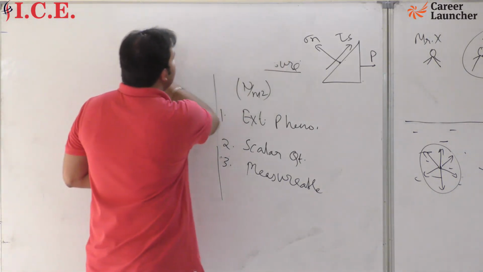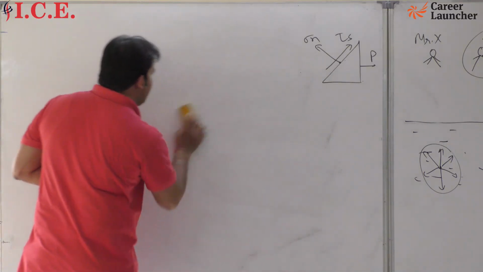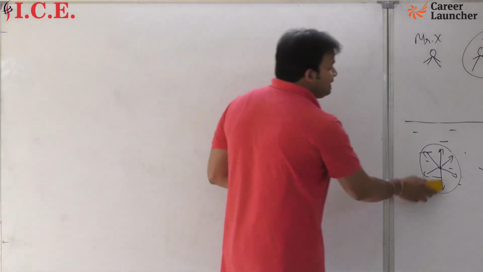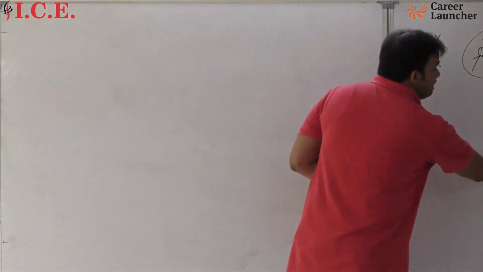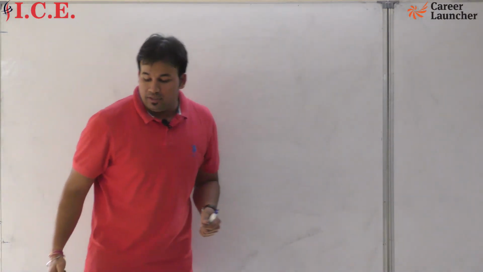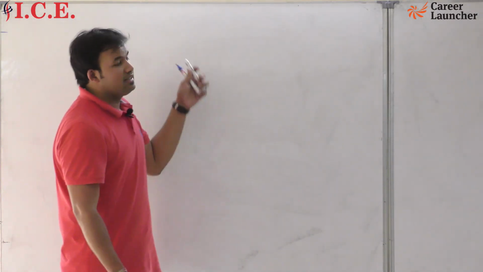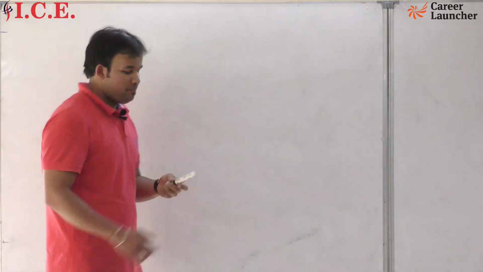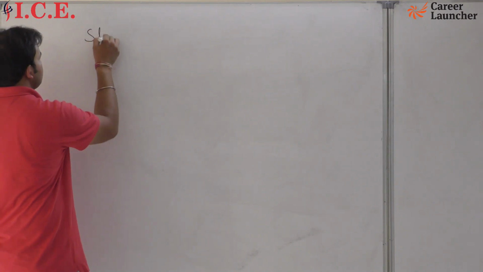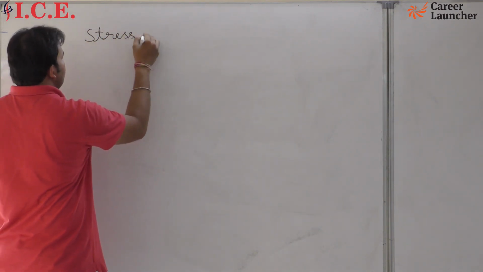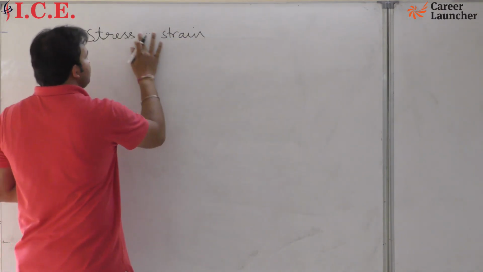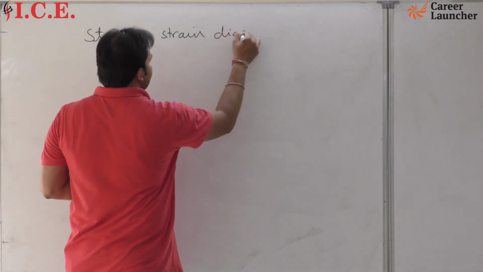Okay, fine. So now we are going to discuss a very important topic, because if you see the GATE paper, then you will find that in the last 4 to 5 years, every time the GATE is asking a simple question, either a 1 mark question or a 2 mark question, from this stress strain diagram. Okay, so now we are going to discuss stress versus strain, or stress strain diagram you can say.